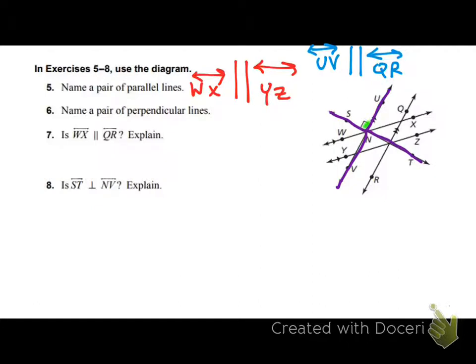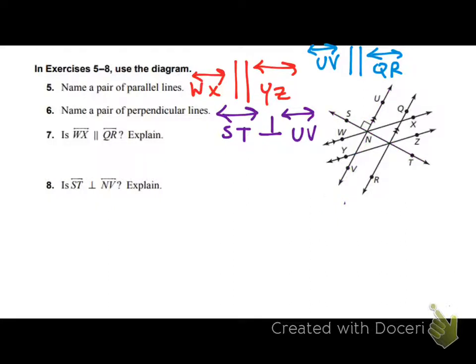Which line do we want to name first? ST. Sure. This line is ST. What does the symbol look like for perpendicular? Upside down T. So we said ST, which is this line, so we need to name the second line, which we could say UV.